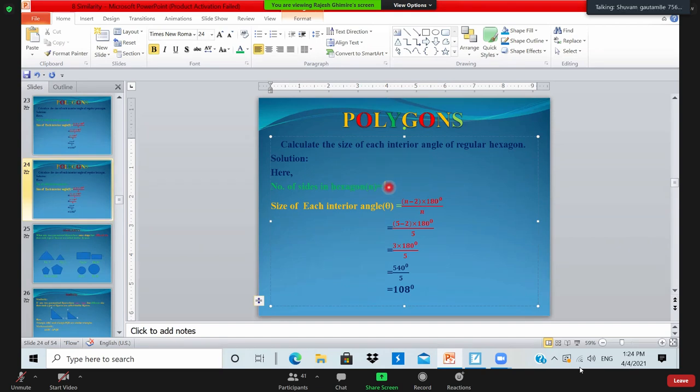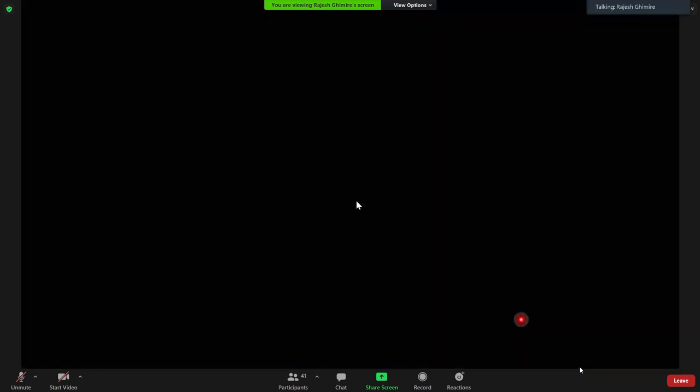In a regular hexagon, how many sides will be there? The number of sides will be 6. Then (n minus 2) into 180 by n will be (6 minus 2) into 180 by 6. Then 4 multiply 180 by 6, which is 720 divided by 6. What will be the value here? The value will be 120.